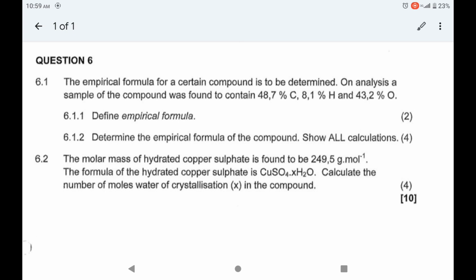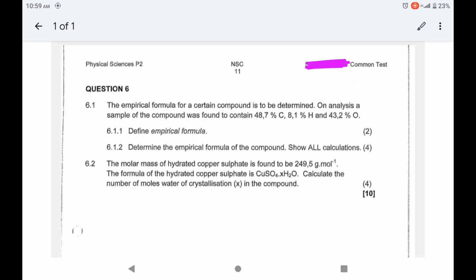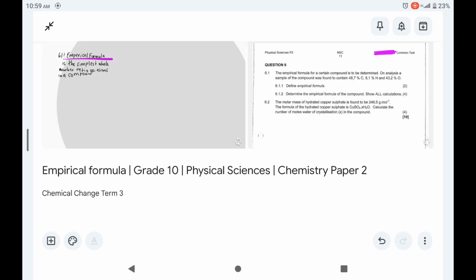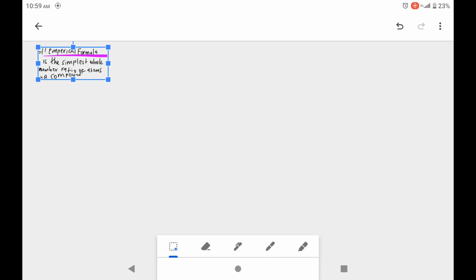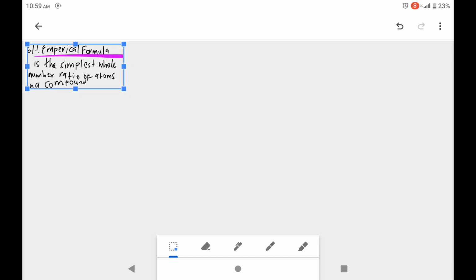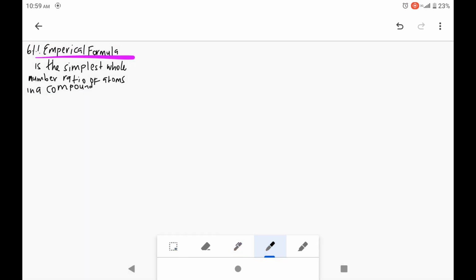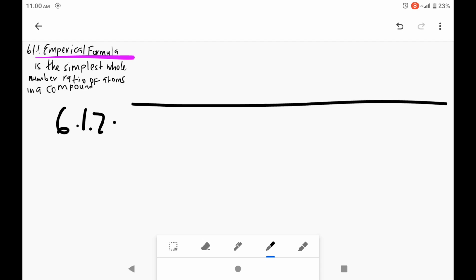Determine the empirical formula of the compound. You see, show all calculations, 4 marks. It's simple. The only thing you need to do is to formulate your own table. Let me decrease this again. Put it here. 6.1.2. Let's formulate a table. You're going to have something like this.